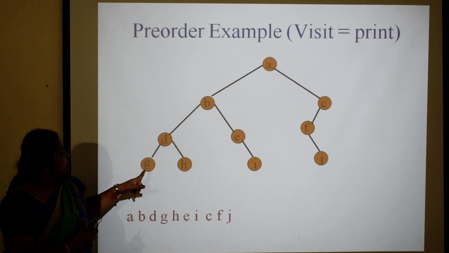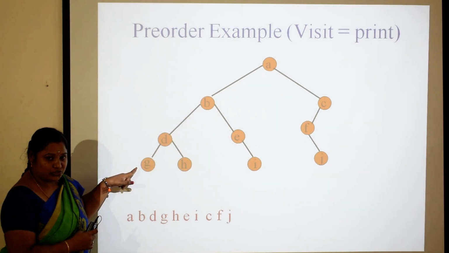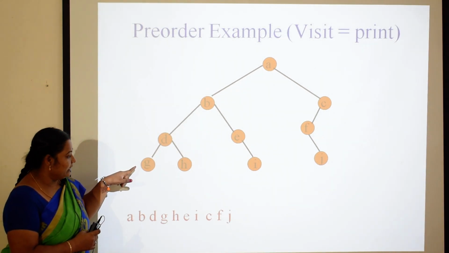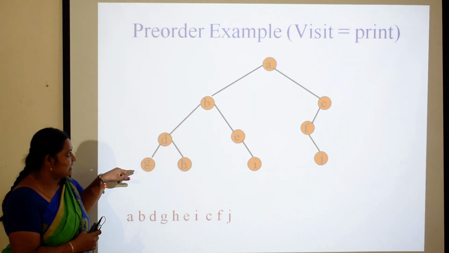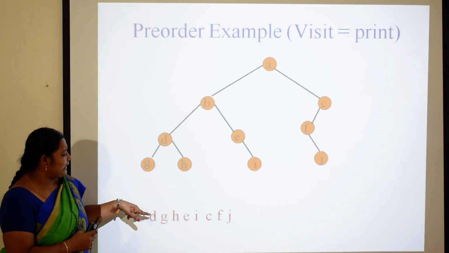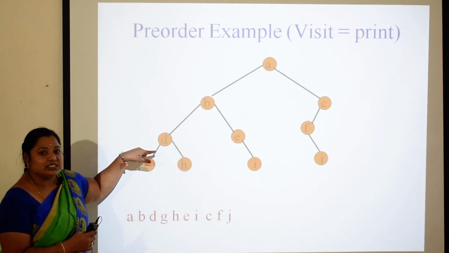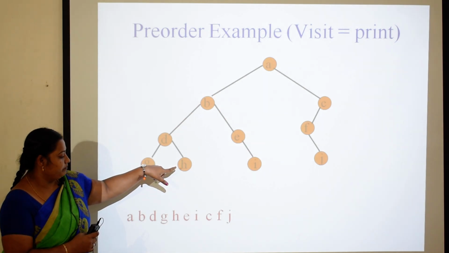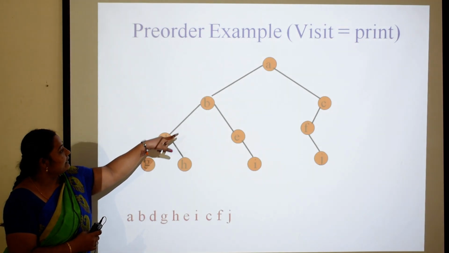Then D also has a left child and a right child. So it goes to the leftmost child. So that is what it does here. The leftmost child of this tree will be printed first. Then the right node of the last visited root node will be printed. That is H. Then it goes to the next level, that is B.